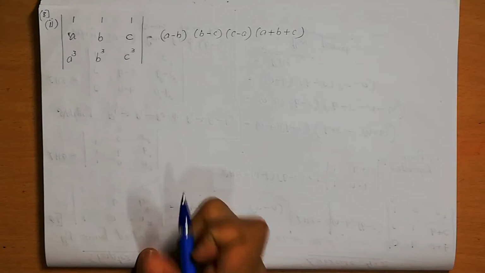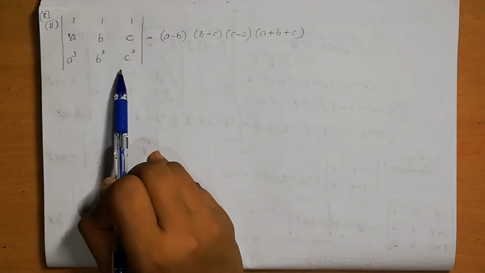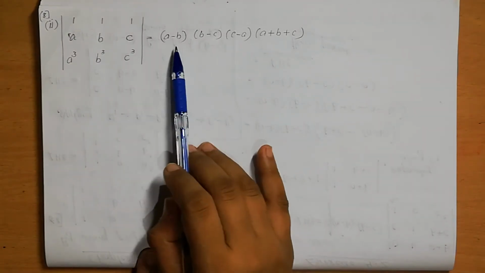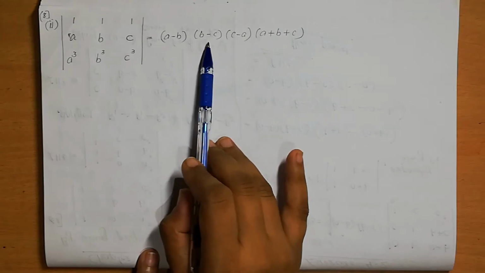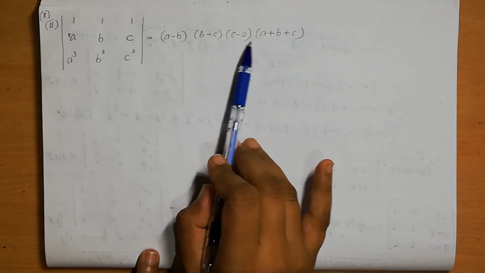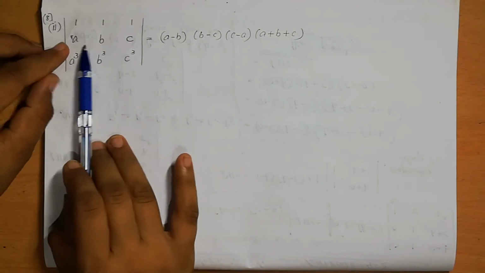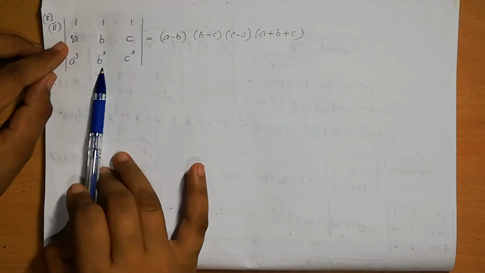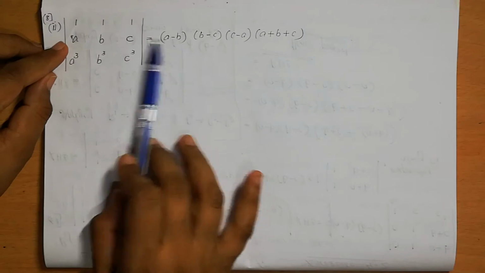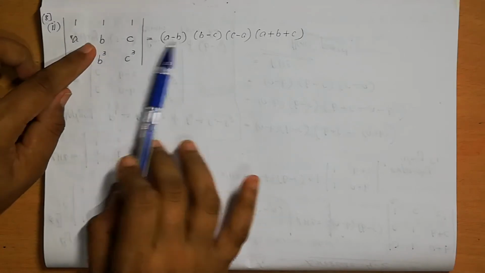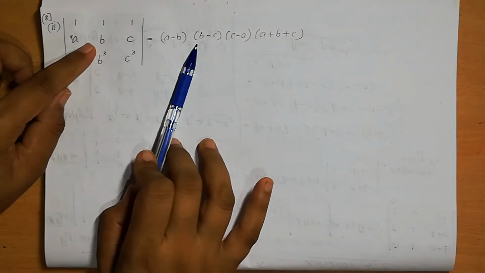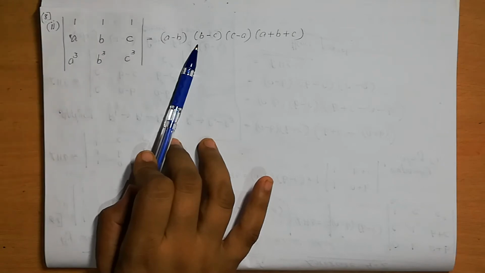Question number 8, the second one: we need to prove the value of this determinant equals this one. Here also we need (a − b)(b − c)(c − a)(a + b + c). How will we get a − b? C1 minus C2 gives a − b, correct? Then C2 minus C3 gives b − c. That is the first change we can apply over here.